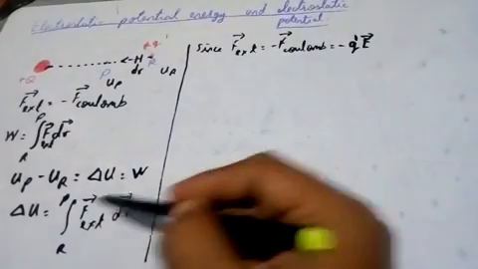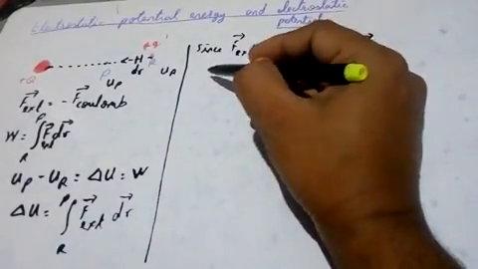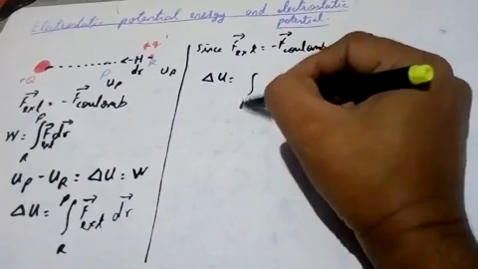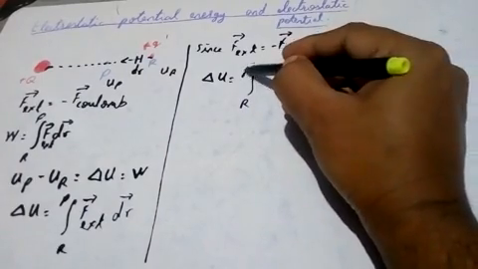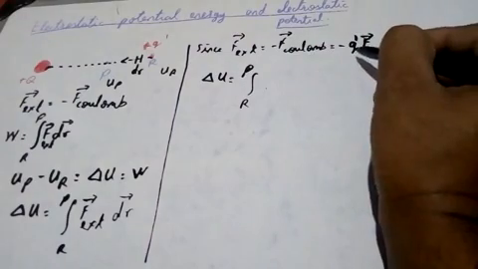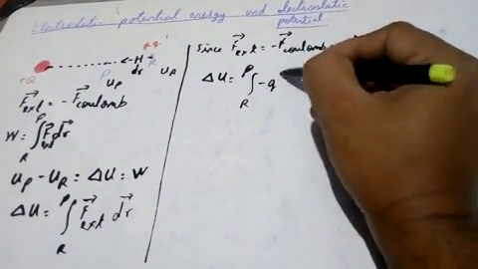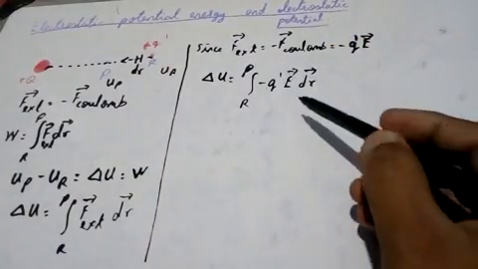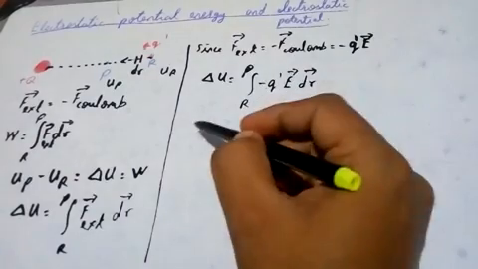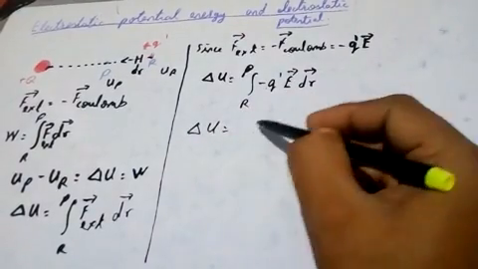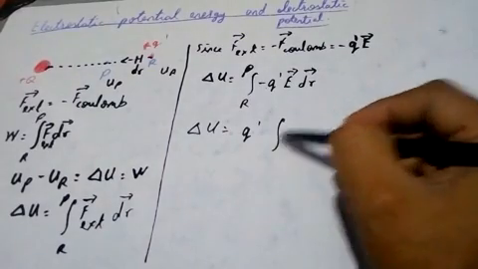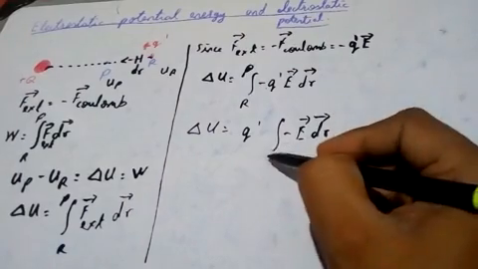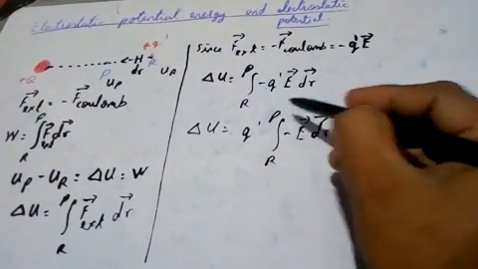Now let us substitute this equation here. So what we get here is delta U is equal to the integration from r to p, and instead of this external force we have this thing now, minus Q dash E vector into dr. Now Q dash we can take outside, so delta U is equal to Q dash into the integration of minus E dr vector, with lower limit r and upper limit p.